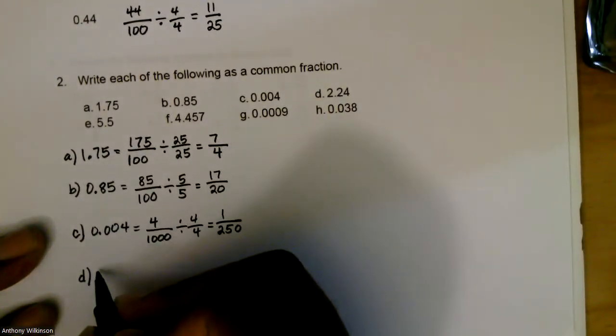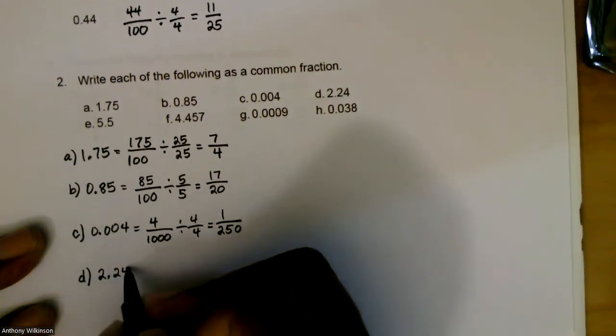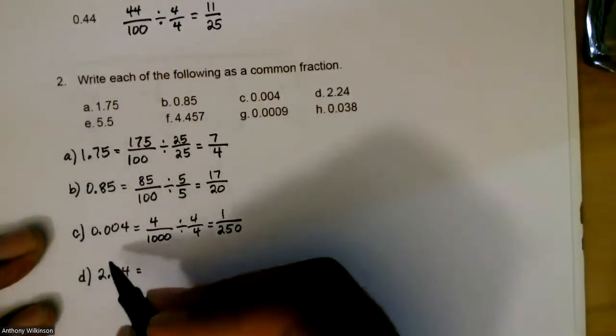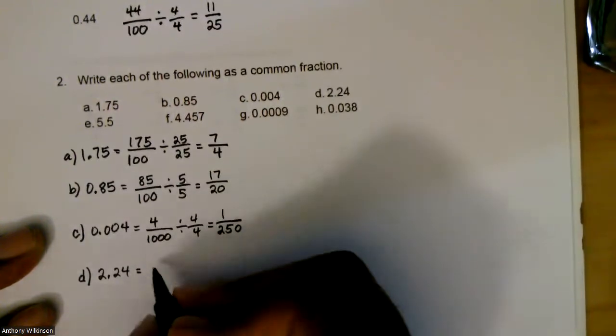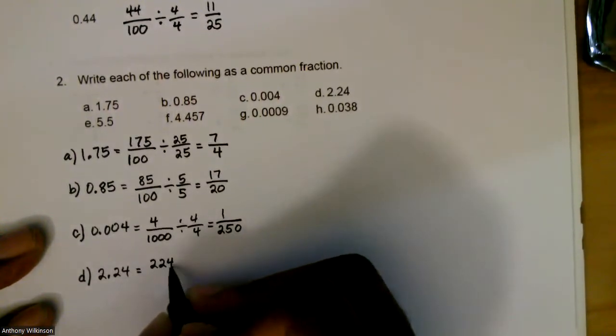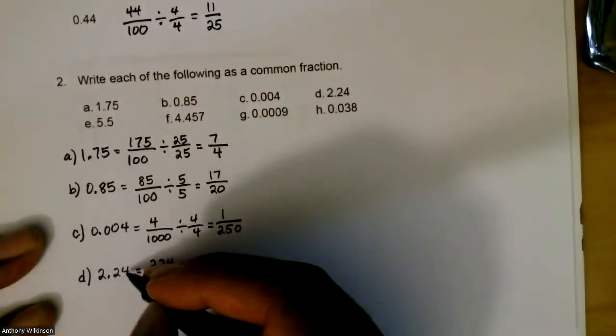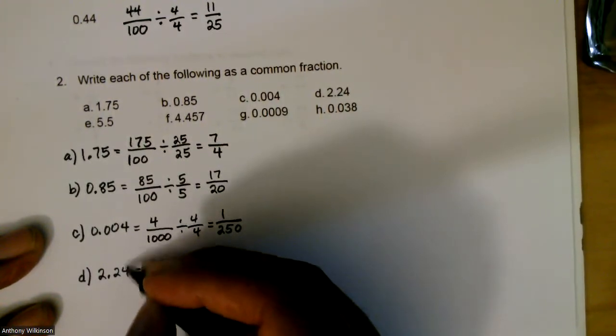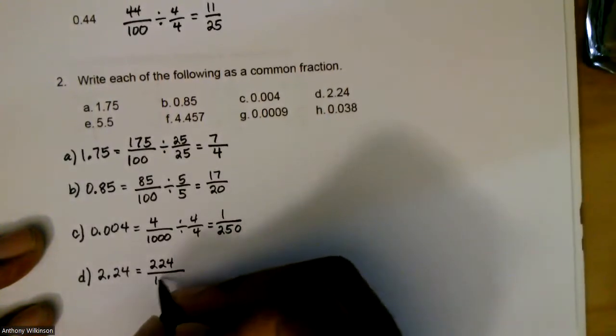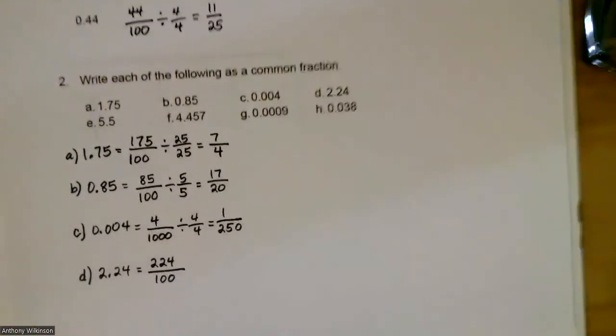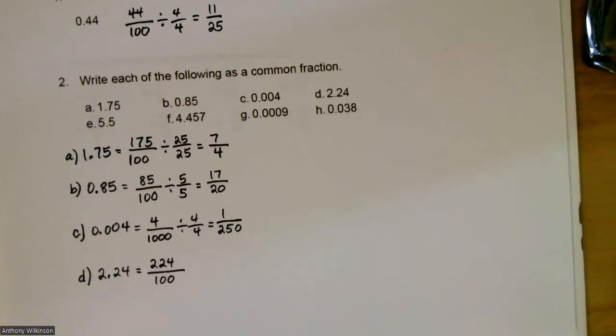Part D, 2.24. Let's take the 2 and the 4, that goes in the numerator. The place value where this 4 is, is not the thousands, I mean, the hundreds place. So the denominator has to be 100. So it'd be 224 over 100.